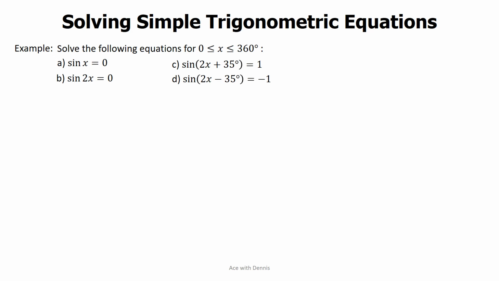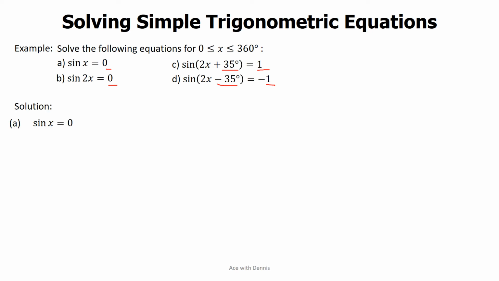Okay, so you can notice that over here the trigo is the same, or the sine, but the angles are different. The first is x, 2x, then 2x plus 35, 2x minus 35. And also you notice that the trigo equals either 0 or 1 or negative 1. So these are the few special values here. So how special is it? Now let's look at the solution first.